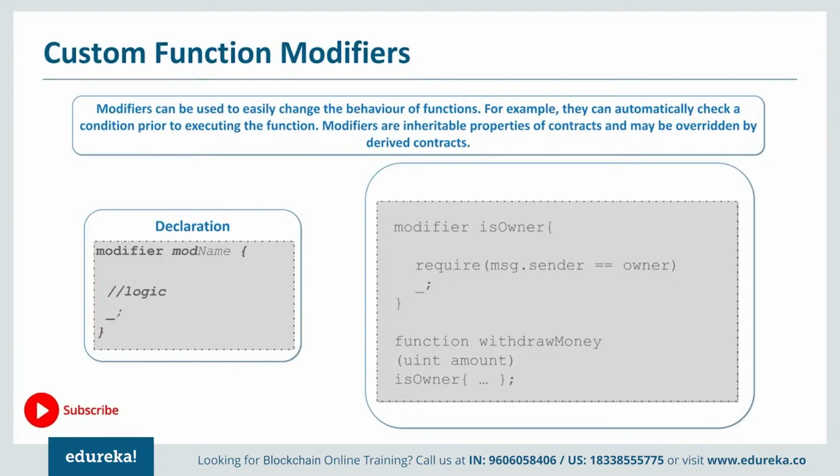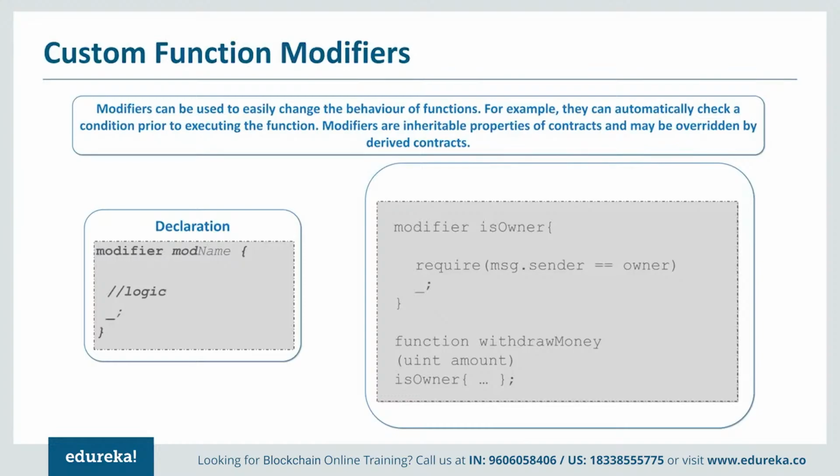So we declare our modifier with the modifier keyword, then we put in the mod name, and then we put our logic of the modifier. In the end, we have to put this underscore and semicolon to say that the function that the modifier is used after shall be passed if only the modifier remains true.